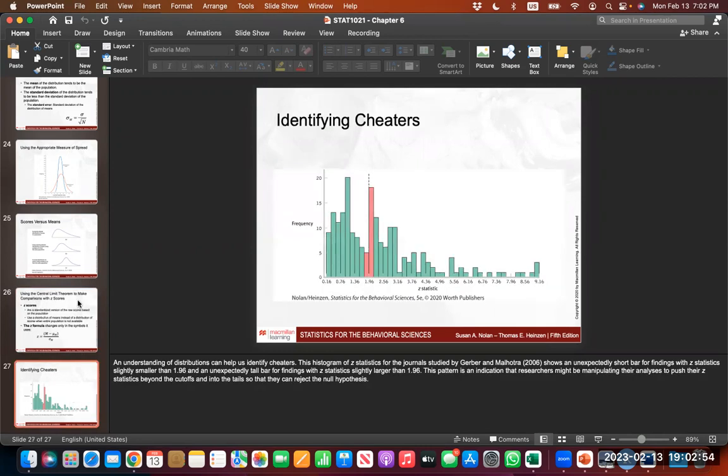But basically what Nolan and Heinzen just want to show here is that there is a higher prevalence around 1.96 that basically indicates that there's quite a favoritism of having results somewhere in the realm of 1.96, which basically leads to significant results.